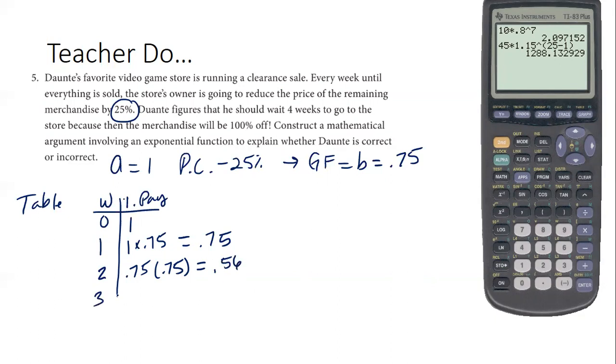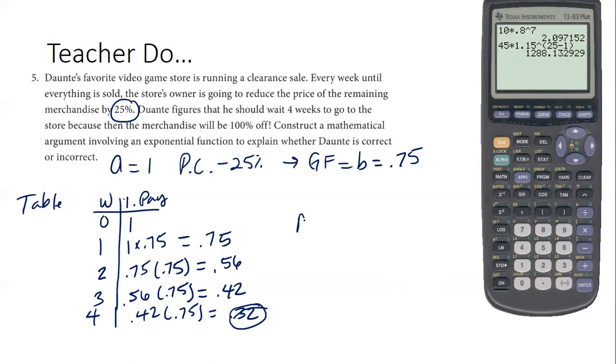On week 3, so now you're only paying 56%. On week 3, what are you doing? 0.56 times 0.75 equals 0.42. Still not free. He was very wrong. It's 42. All right, week 4. What is Dante going to walk into the store and have to pay? 31%. Womp, womp, womp. He thought he was going to be getting it for free, but how much does he have to pay? 32% of whatever the price is, okay?